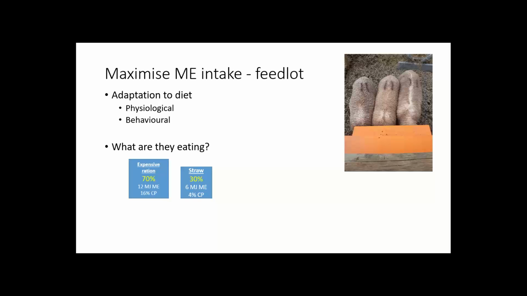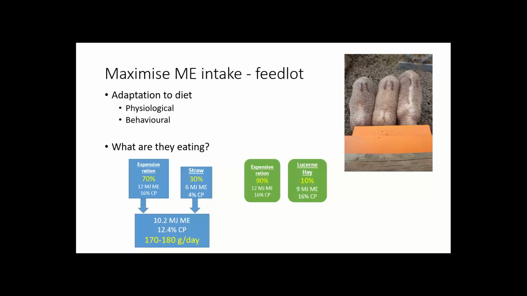So in the blue here is an example of a self-feeder system, and this lamb is eating 30% straw of low quality, only 6 megajoules, and 70% of a grain ration. So what this lamb is actually consuming is not what is written on the packet of the expensive ration. It's actually 10.2 megajoules and 12.4% crude protein, and that translates to about 170 to 180 grams per day. Now, if I fed a total mixed ration where I only allowed the lambs to have 10% fiber, and it was a high quality fiber, the energy intake increases by 1.5 megajoules, and you can see how that translates to growth.